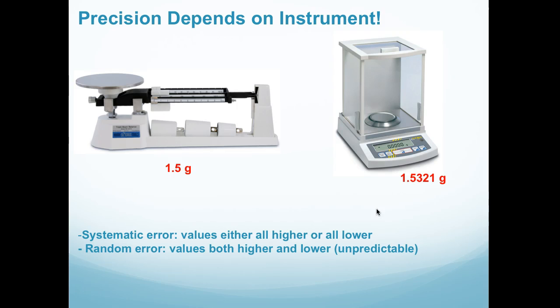Right? So two things that are associated with this are going to be a systematic error. Okay, that means that all the values are either higher or lower, or we can have a random error where values are both higher and lower. It's pretty unpredictable. So it depends on the instrument. So another way to define precision is going to be a measure of uncertainty. So it has to be a measurement that you're taking, but you're figuring out the amount of uncertainty in that measurement.